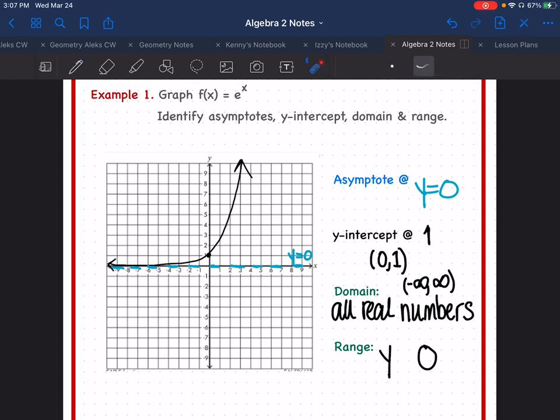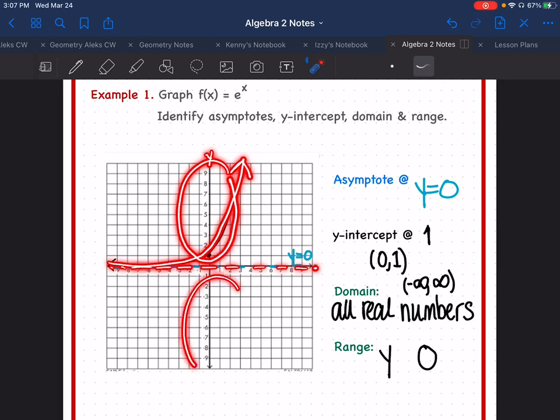So I have to decide, is it greater than or is it less than? I'm going to look at 0, here is my asymptote, and I'm going to look at my graph. I'm going to focus here on the y-axis. These are the y values that my graph contains. These are not the y values that my graph contains because the graph is not down there.